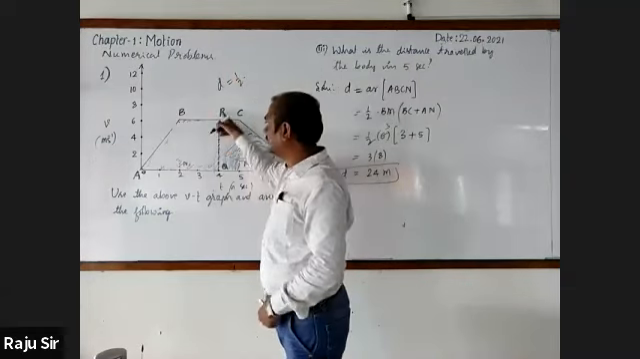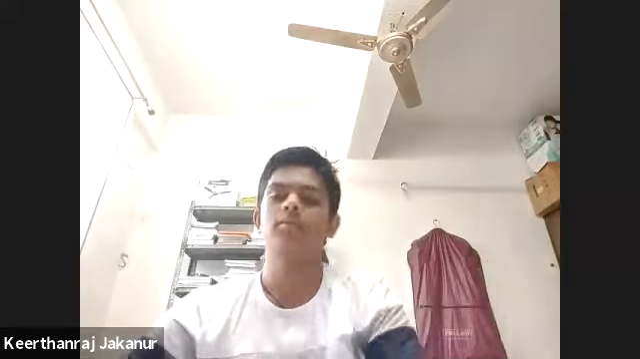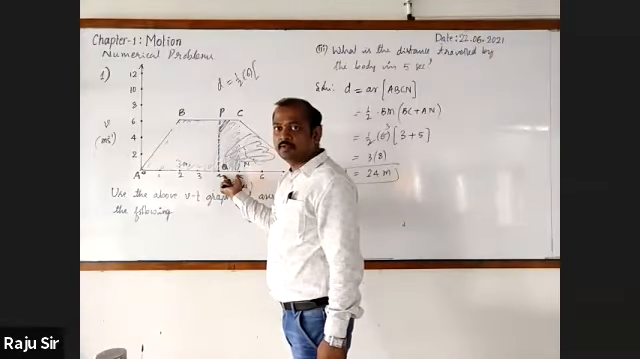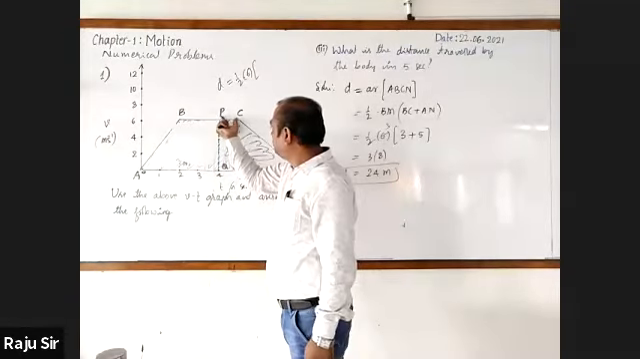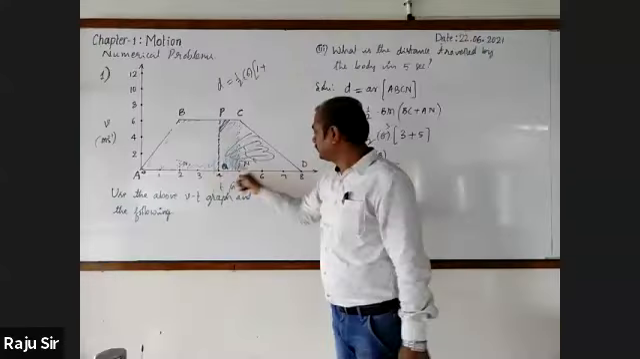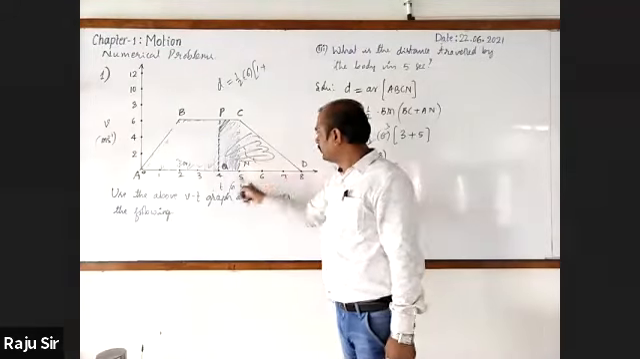Half into height. Height is again 6 units. Sum of parallel sides: PC is 1 plus 4, that is 4 units. Half into 6 is 3. 3 into 5 is 15. 15 meters. Is it clear?